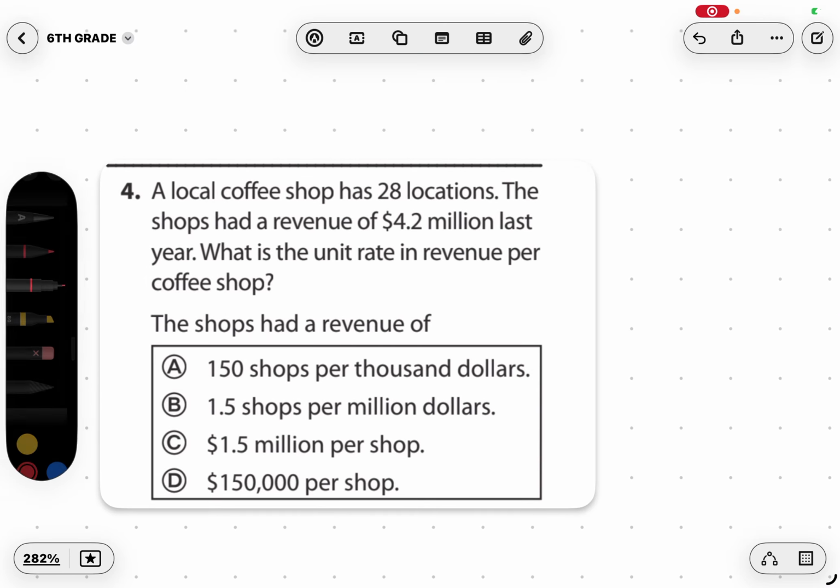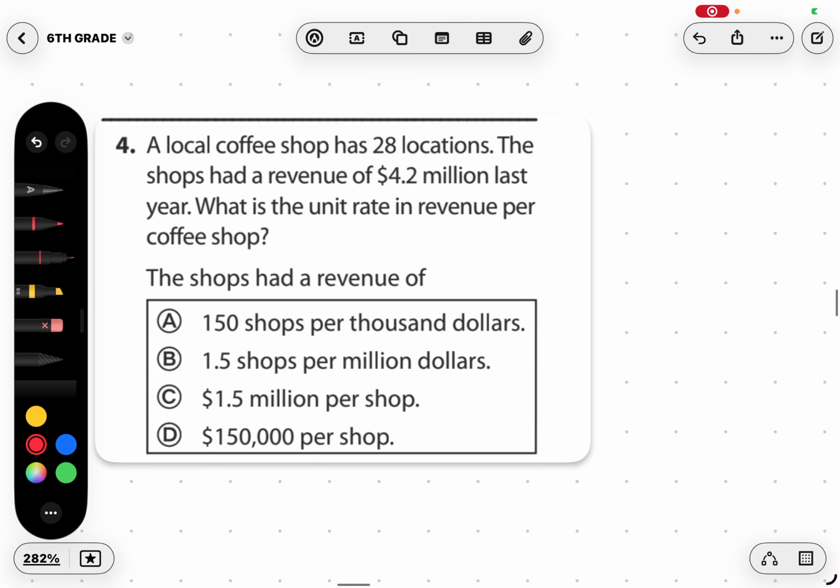So this question reads, number 4, a local coffee shop has 28 locations. The shops had a revenue of $4.2 million last year. What is the unit rate and revenue per shop? Once again, they're letting us know the unit rate should be revenue per shop. So we're going to be dividing. Let's write it out, unit rate.